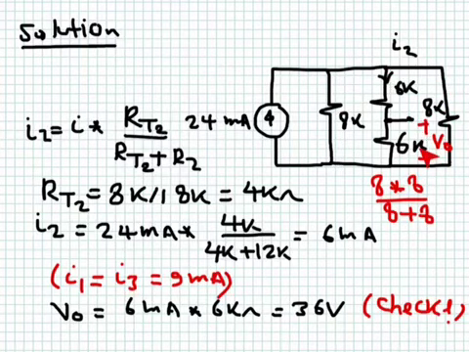Now, I want to get the voltage here. I know the current is 6 milliampere, and this is 6K, so I'll be able to get 36 volts. How do I check that this is right? If this is 36 volts, then the voltage between here and here will be 72 volts, because these two resistances have the same value and the same current. And 8K multiplied by 9 milliampere will also give you 72 volts. So the circuit is consistent. My answer is correct, and it's consistent with the rest of the circuit. So this is fine.